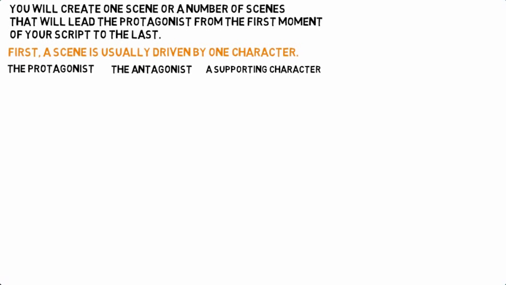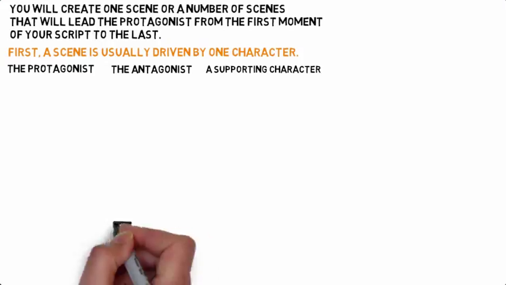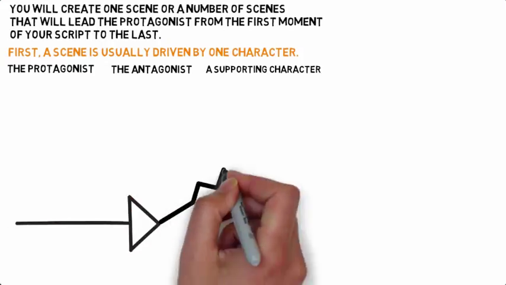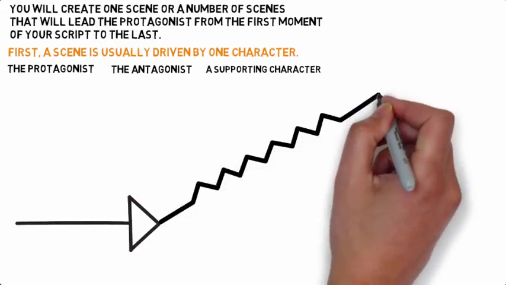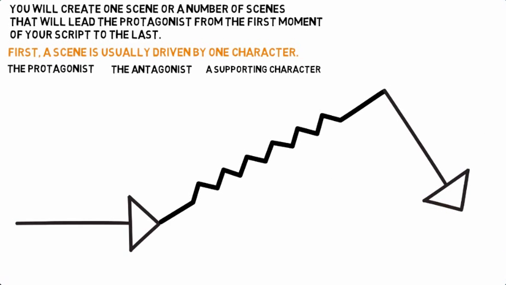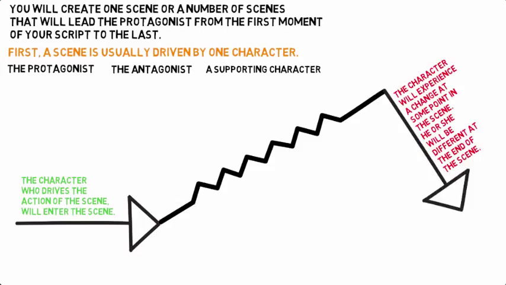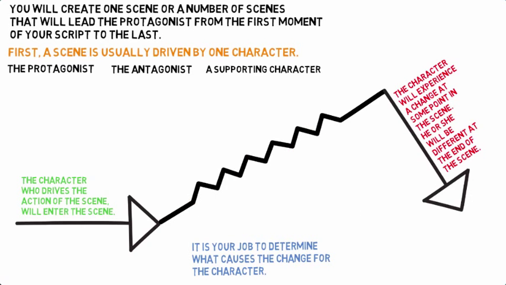All right, let's start by drawing our plot structure diagram. This is the start of the scene. Here's the most exciting part, and there's the end. Okay, so the character who drives the action of the scene will enter the scene. Now, what you need to know is this. The character will experience a change at some point in the scene, and he or she will be different at the end of the scene.